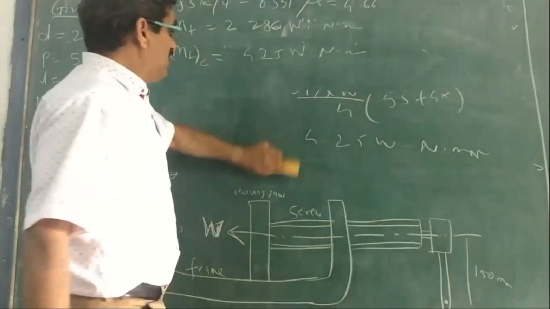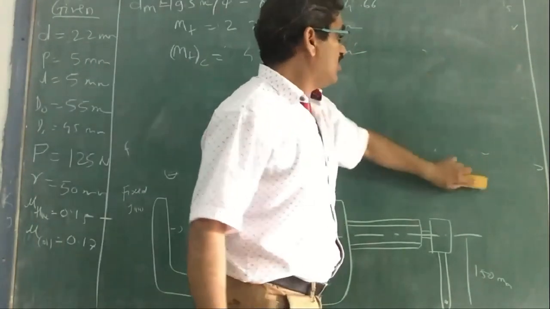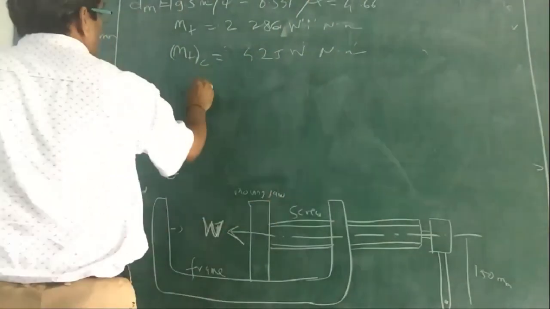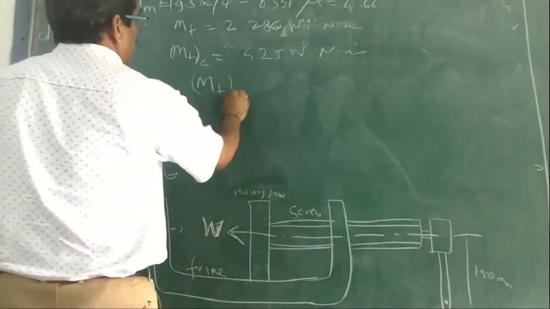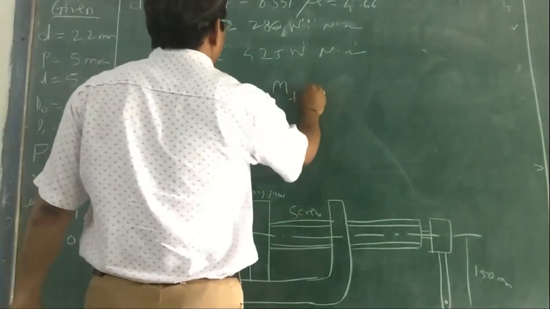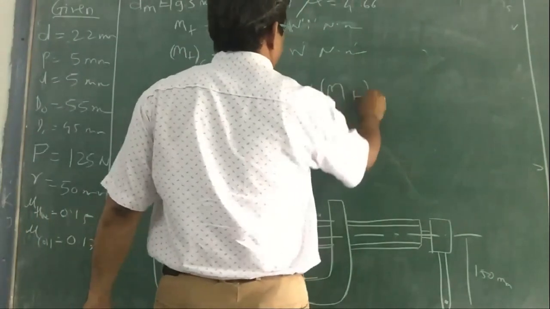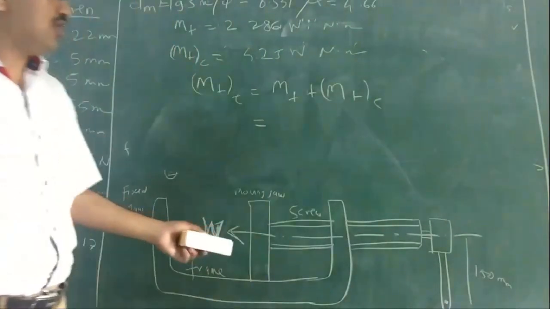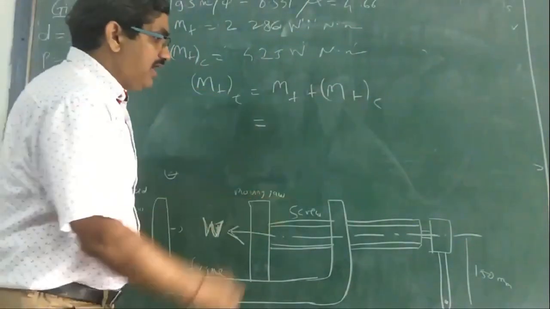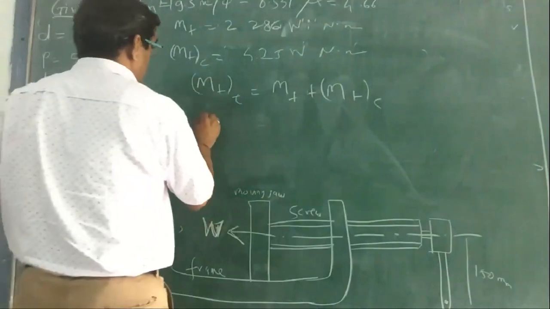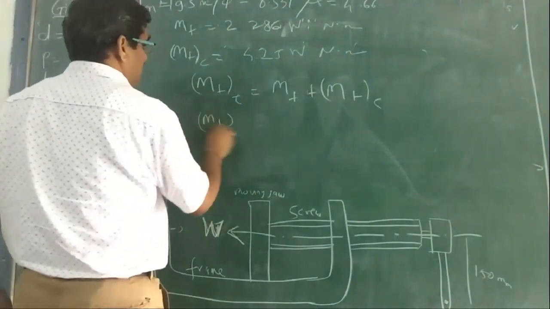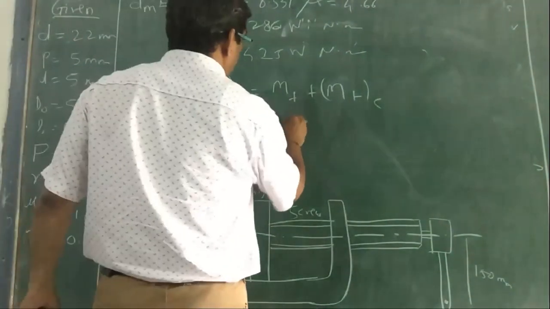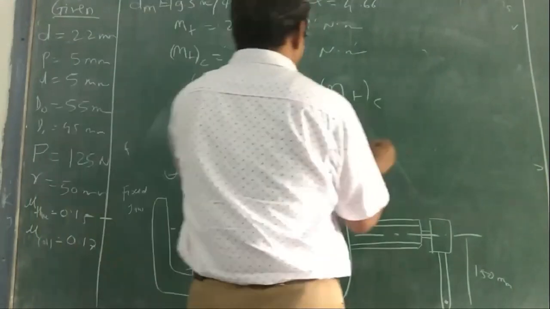So we got collar friction torque, we got total torque, and now we know that total torque is equal to MT plus MTC, the collar friction torque. Now what is the total torque? This torque will be overcome by the input torque. So now let's set that. Now MTC is equal to P into L, or R in this case.